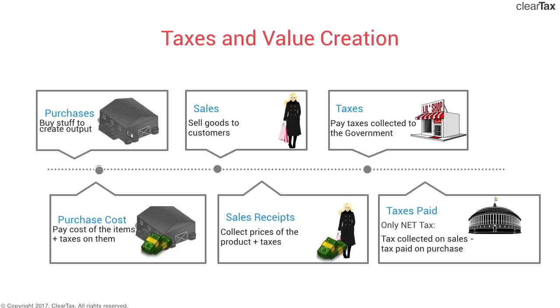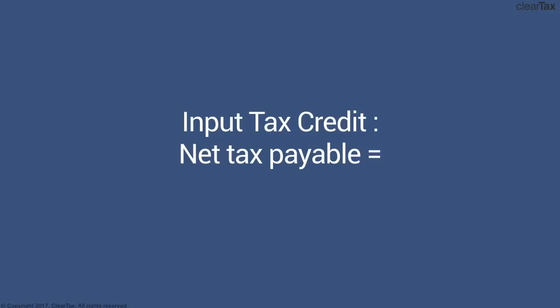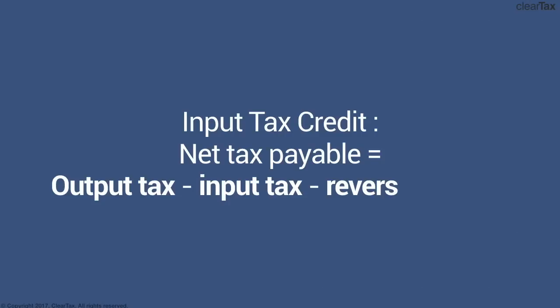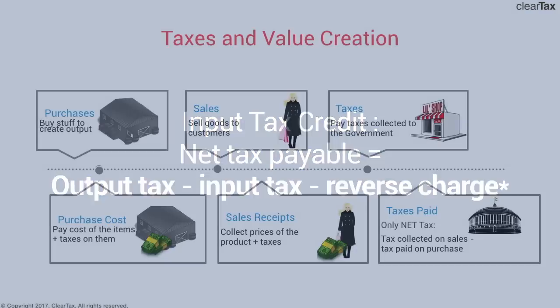product including taxes. Business will have to pay the taxes it collects from the customer to the government, but it will only pay net taxes, the taxes collected on sales minus the taxes paid on purchases. This netting off is nothing but input tax credit. Under input tax credit mechanism, the net tax payable would be equal to output tax minus input tax minus reverse charge. Don't fret if you don't know what reverse charge is. We'll get to that in a bit.